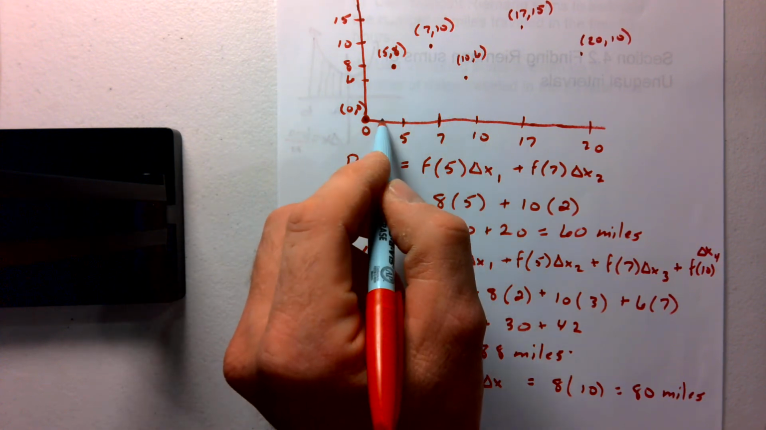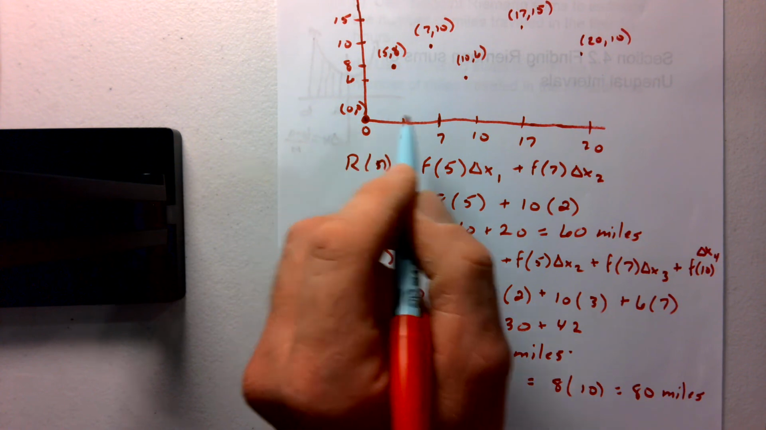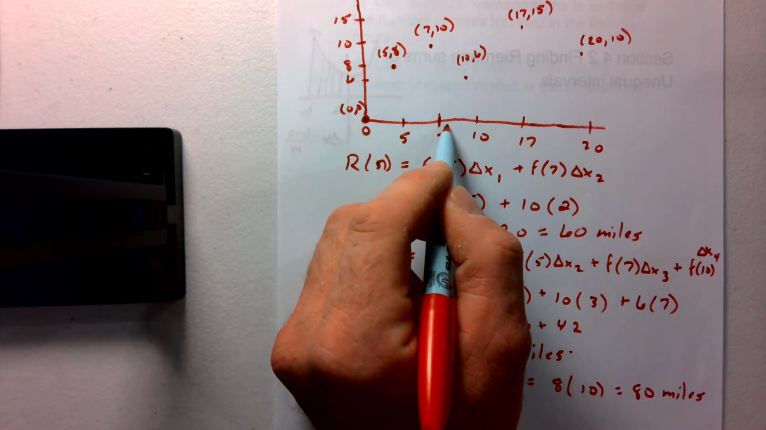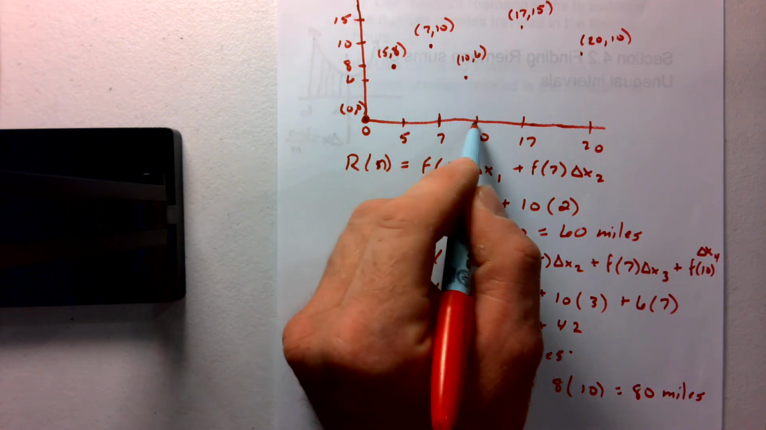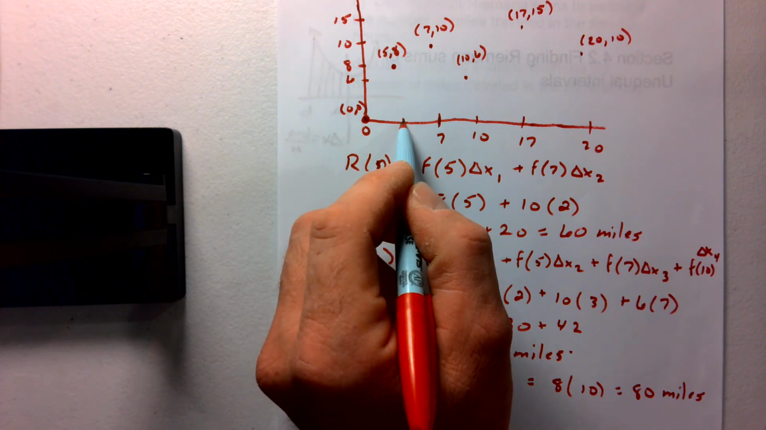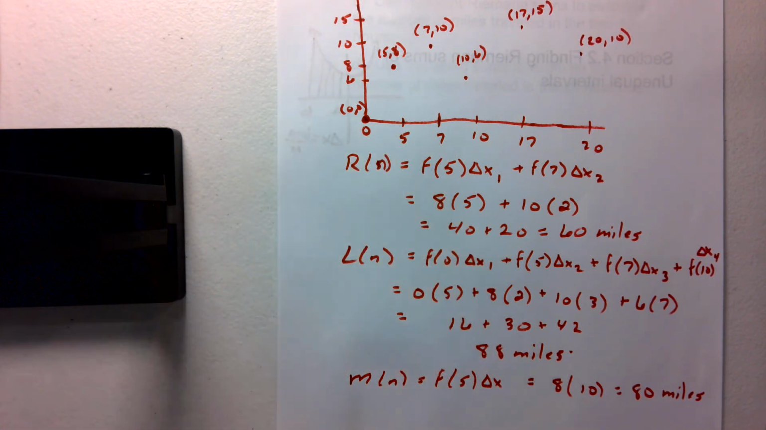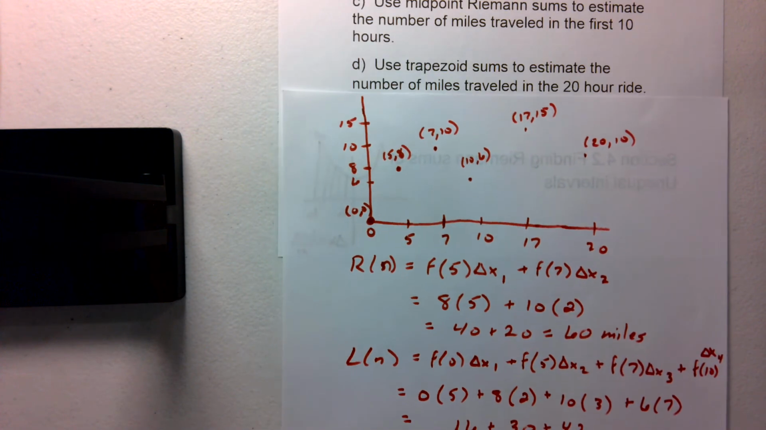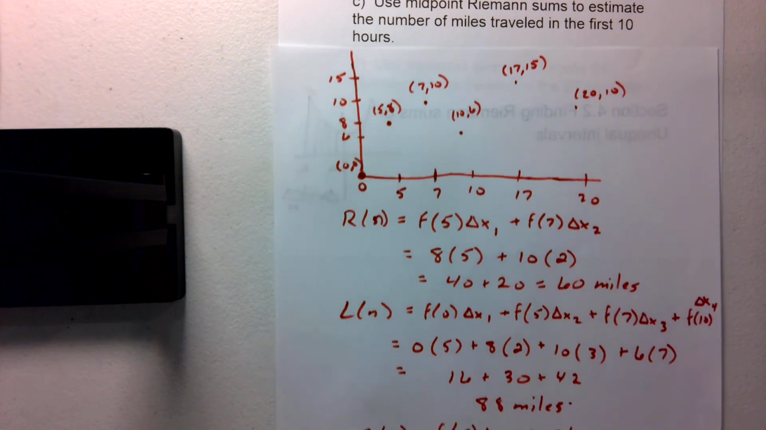So if we had a 2.5 here, we would use that, and then if we maybe had a 7.5, we could use between 5 and 10. But since we don't, the only midpoint that we know something about would be the 5 here. All right. And then last one, we're going to use the trapezoidal method for the first 20 hours.